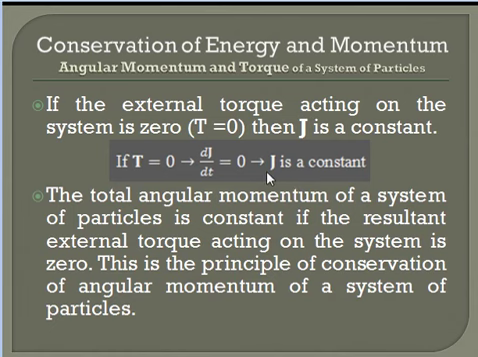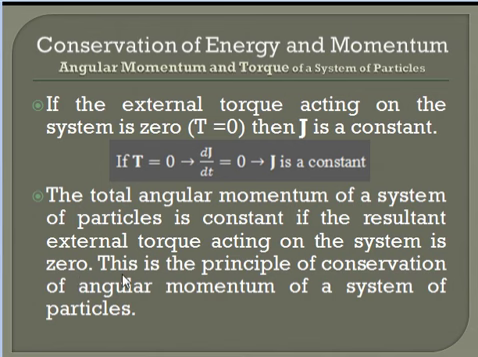Now, if the external torque acting on the system is 0, then we see that if T equals 0, then dJ by dt is equal to 0, which implies angular momentum J is a constant. This is similar to the case of linear momentum. In the case of linear momentum, if the external force acting on a system is 0, then total linear momentum is a constant. Similarly here, the total angular momentum of a system of particles is constant if the resultant external torque acting on the system is 0.